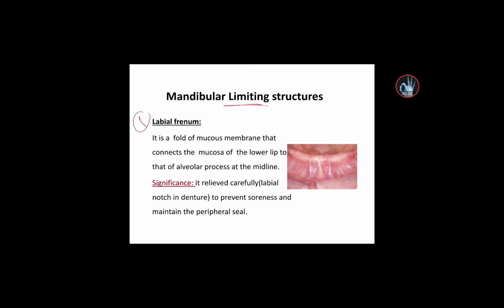We'll start with the first one, the labial frenum, and we already described the labial frenum. Labial frenum is a fold of mucosal membrane، يعني هو عبارة عن طية أو انثناء من الغشاء المخاطي، الغشاء الداخلي للميكوزا that connects the mucosa of the lower lip، الغشاء تبع الشفة السفلية، to the alveolar process at the midline. مع الالفيولار process هذا في الميدلاين، هذه هي اللابيال فرينوم.